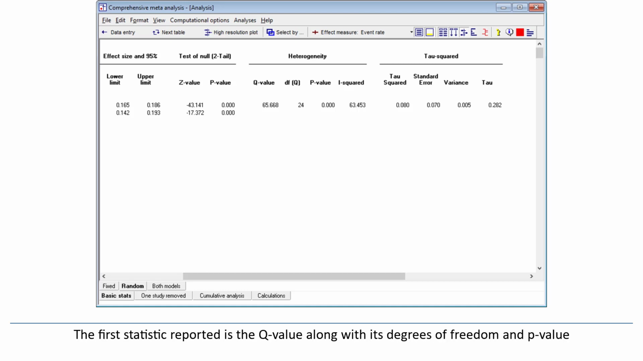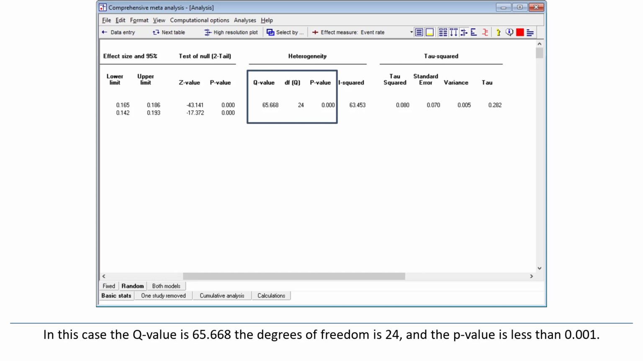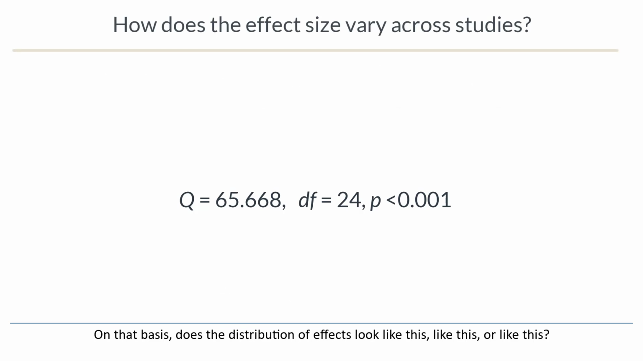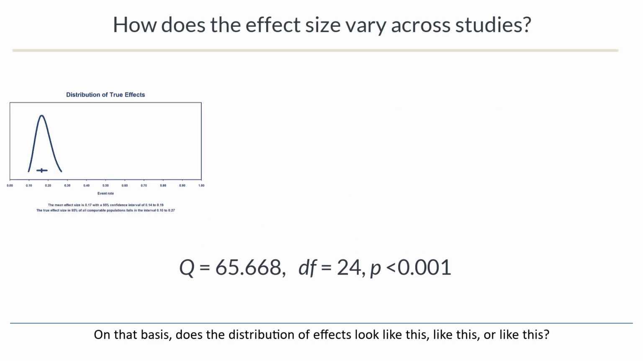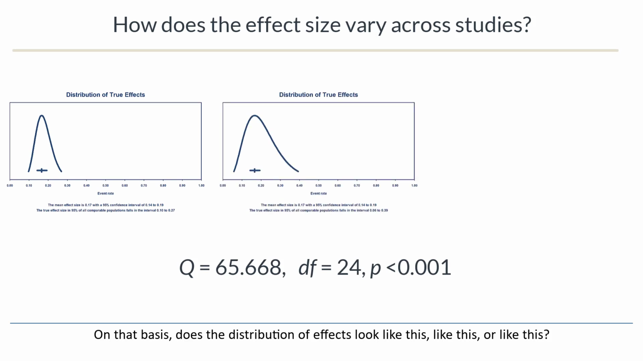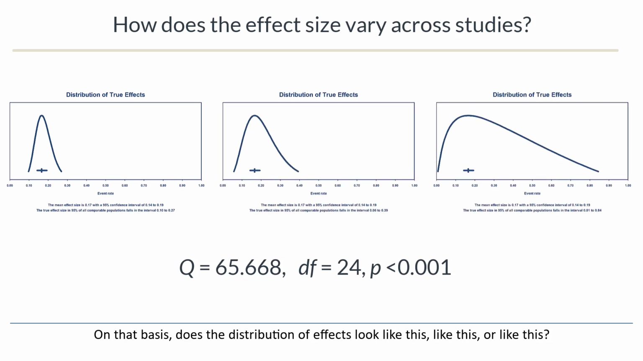The first statistic reported is the Q value, along with its degrees of freedom and p-value. In this case, the Q value is 65.668, the degrees of freedom is 24, and the p-value is less than 0.001. On that basis, does the distribution of effects look like this, or like this? The answer is there is no way to know. It could be any of these.